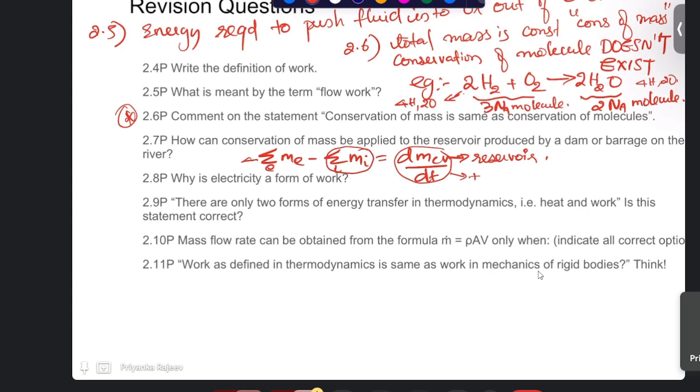Now, why is electricity a form of work? Any displacement of a particle using force inside a potential field is called work. Electricity is a form of work. Why? Because electrical energy has to be there for moving a charged particle in a potential field. Electricity means a flow of electrons in an electric field, right?